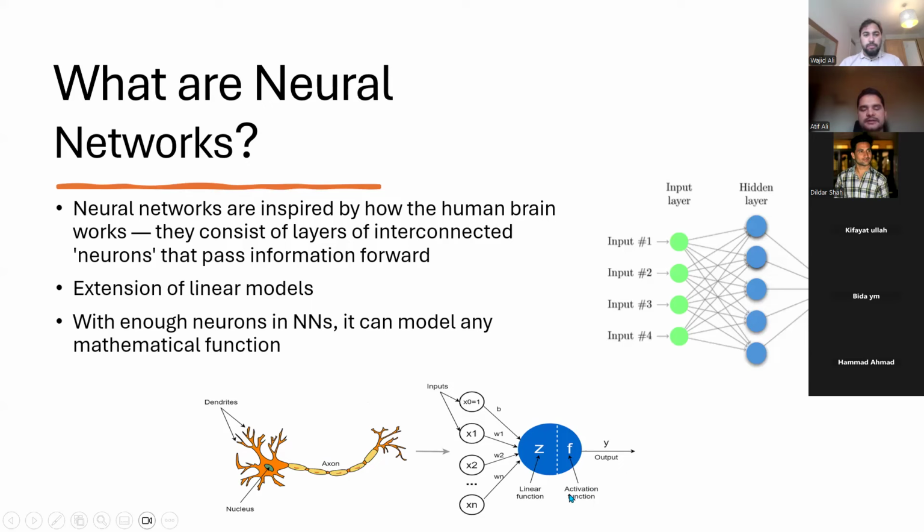There are examples of activation functions, sigmoid, ReLU, and some of them are very simple. It will either take the maximum value between zero or the actual value. So it doesn't do any advanced mathematics or anything. And with enough neurons in neural networks, it can model any mathematical function. That's why these are so widely used in industries, and that's why it's so important nowadays.